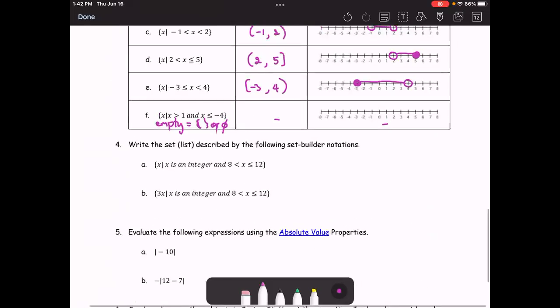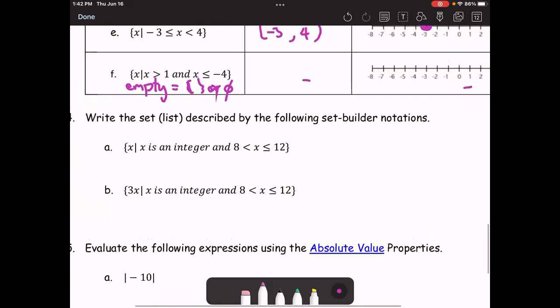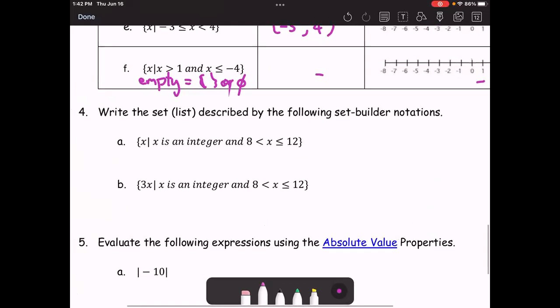More examples involving the set builder notation. In this case, we are going to write a set or the list that's described by the following set builder notations. Part A and part B are very similar. What they have in common would be the properties that x is an integer, x is strictly greater than 8, less than or equal to 12. The difference is we're going to make a list of the x for part A, the list of 3 times x for part B that satisfy the same condition.